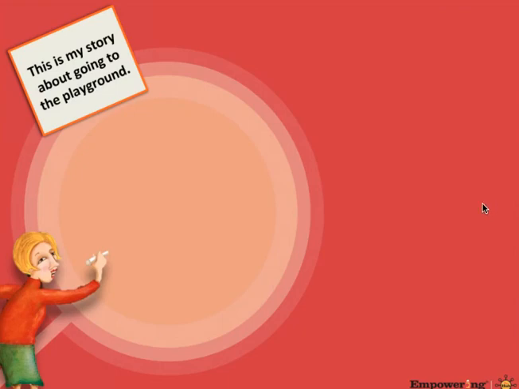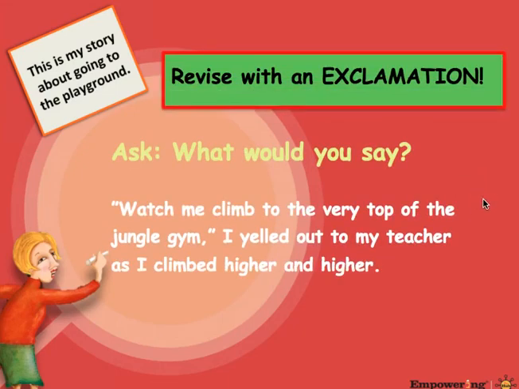This is my story about going to the playground. You could revise it with an exclamation. So think, what would you say? Watch me climb to the very top of the jungle gym, I yelled out to my teacher as I climbed higher and higher. That's a much better beginning than writing, this is my story about going to the playground.